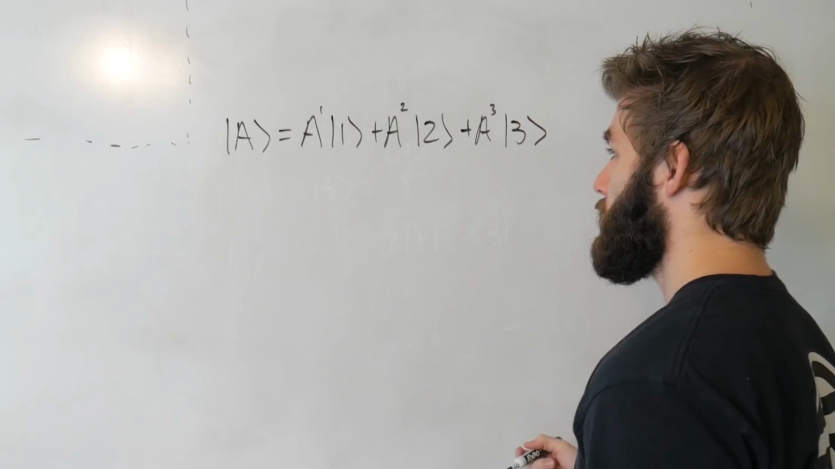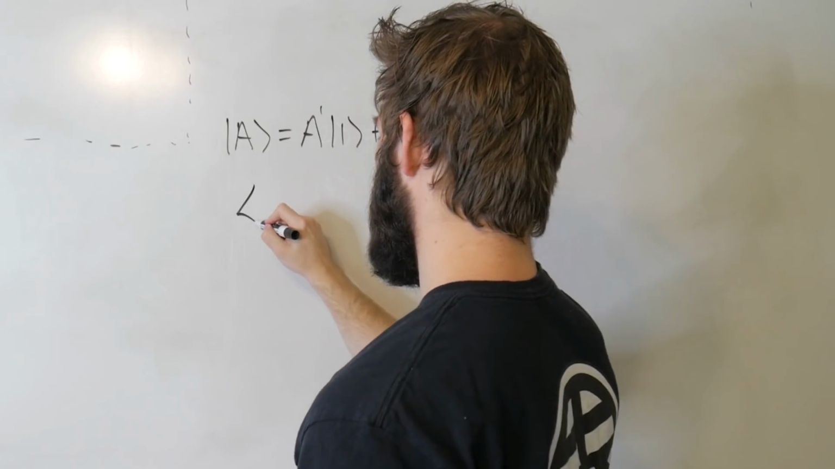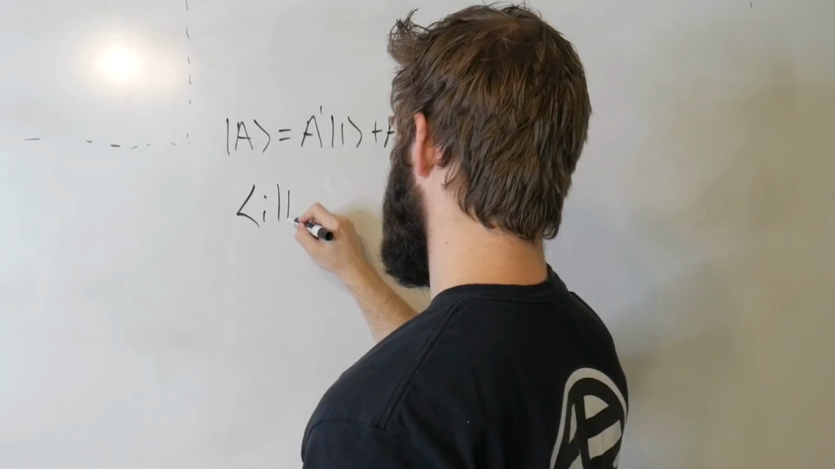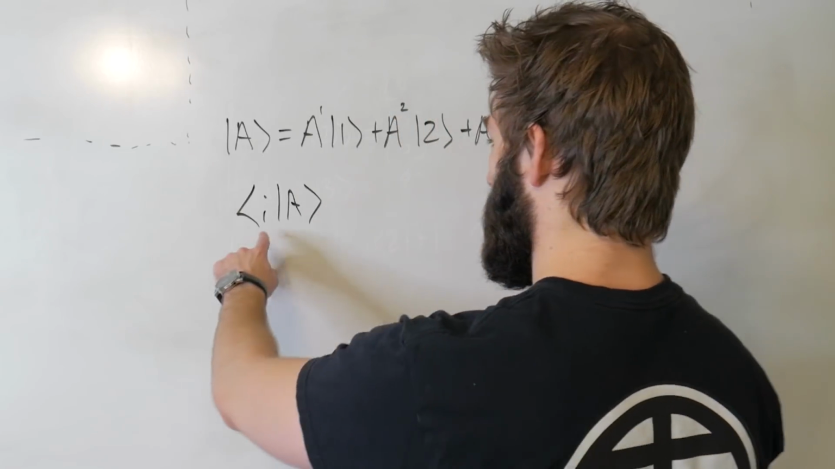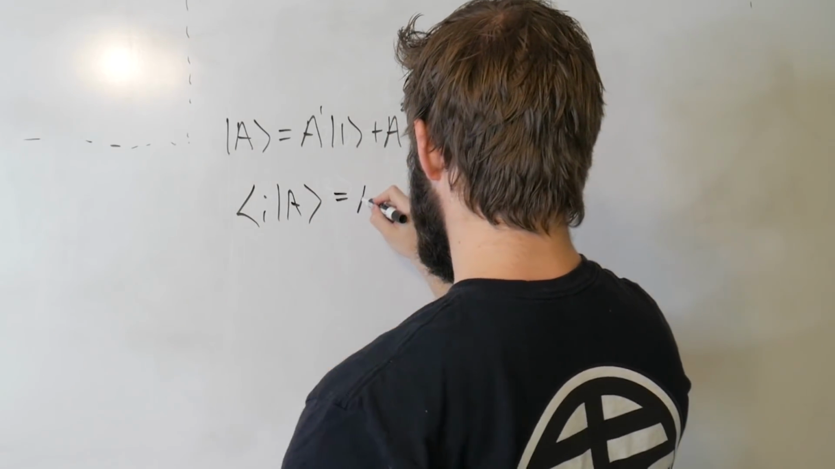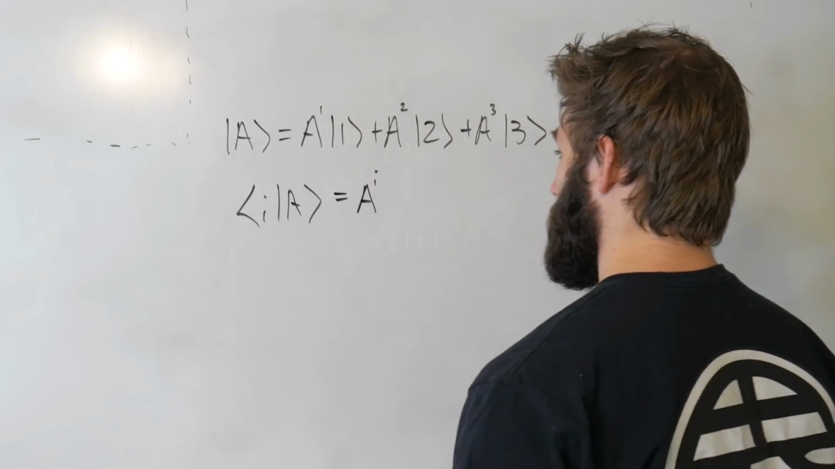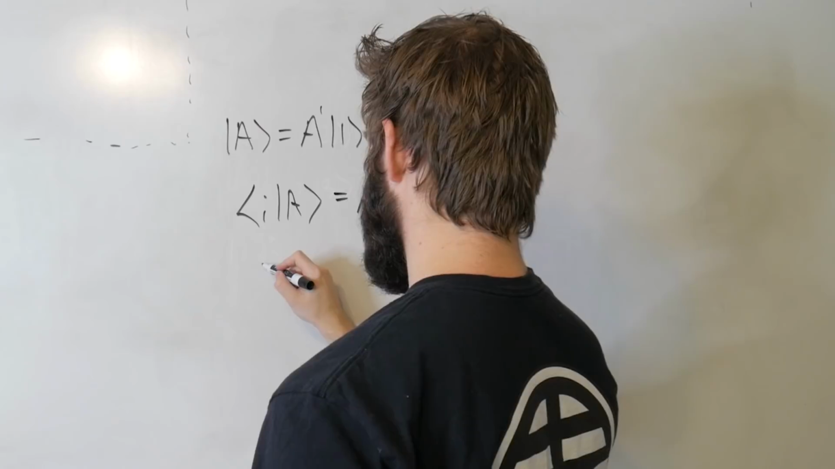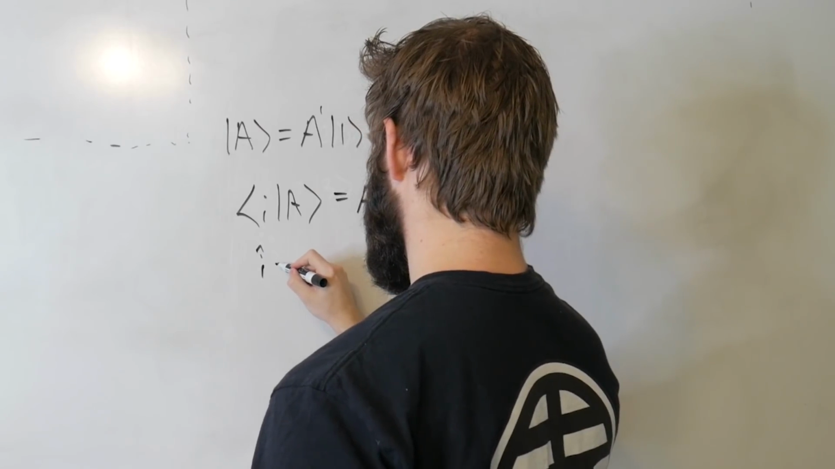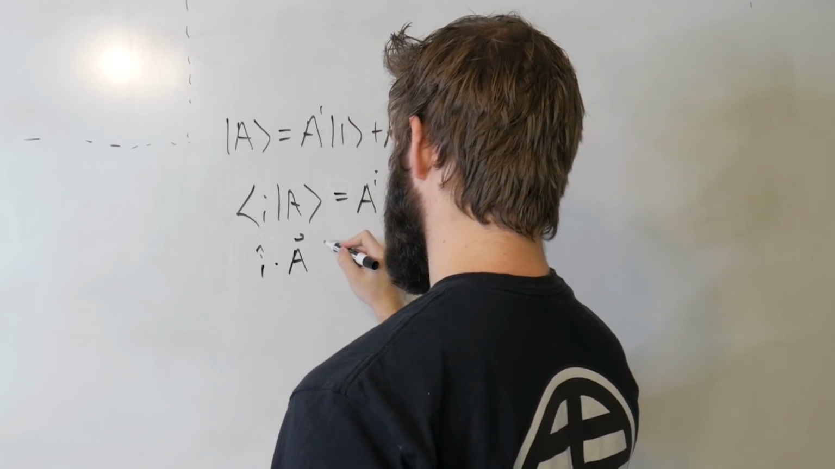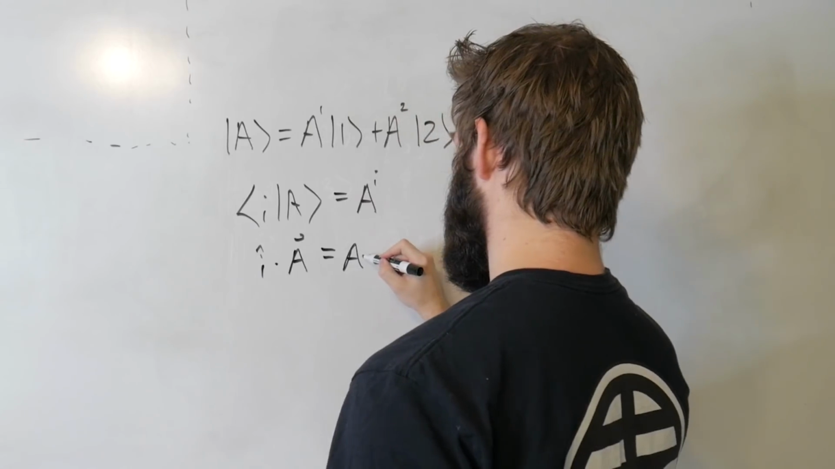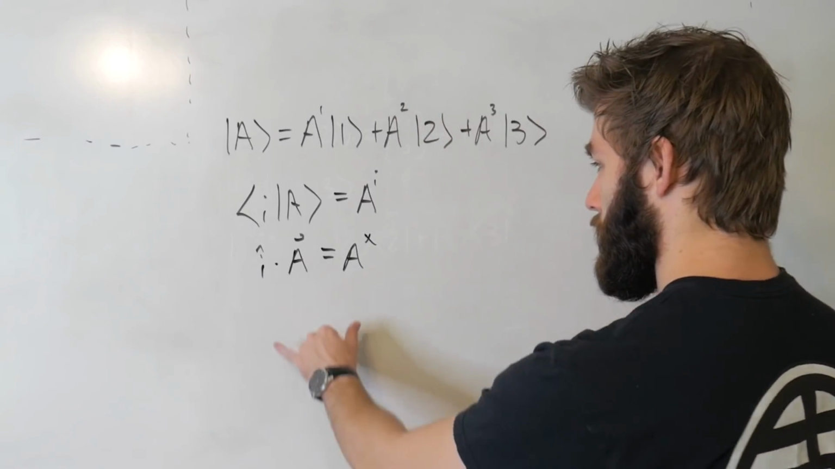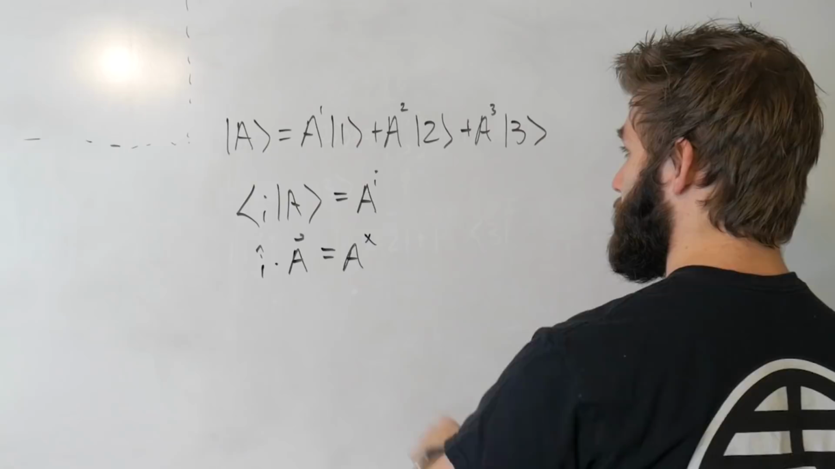So what that tells us is that we could take, say, the inner product between ⟨i| and this vector A, and that's just going to give us the ith component. This is similar to saying if I take the inner product between i hat and the vector A, that just gives me Ax. So this is just the same statement.